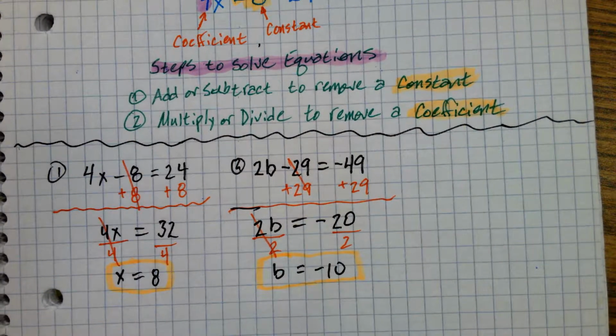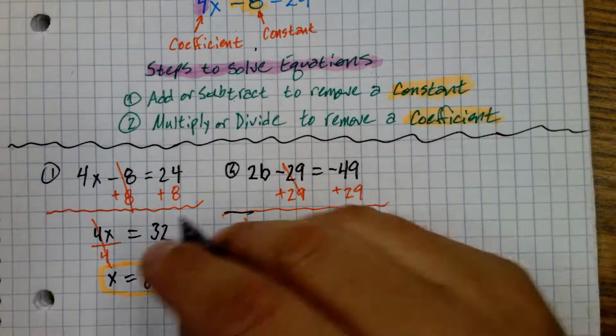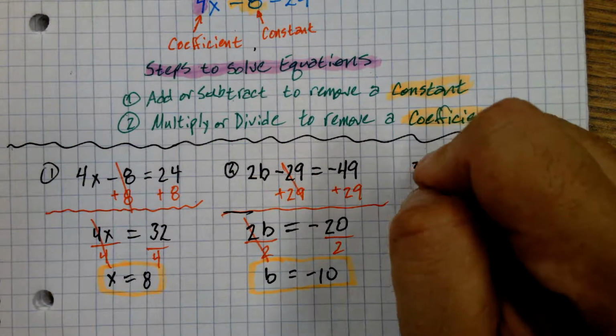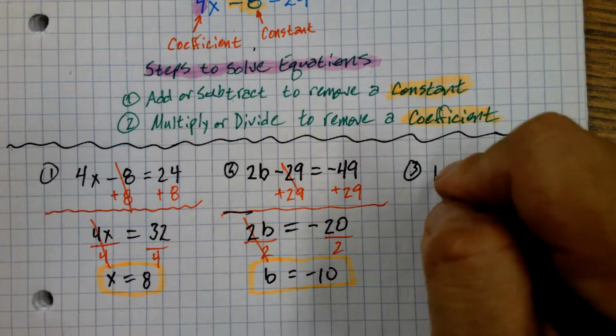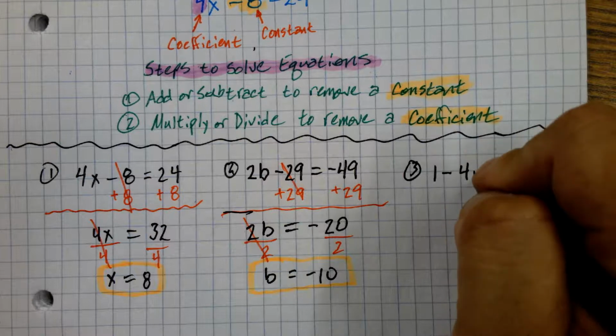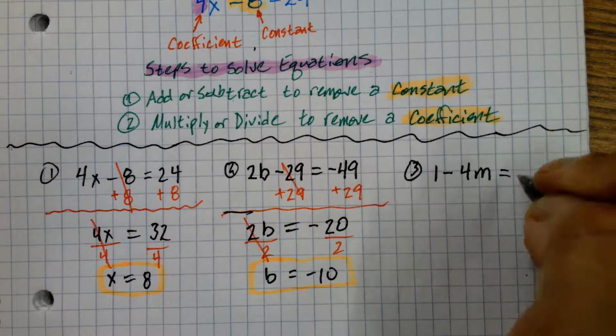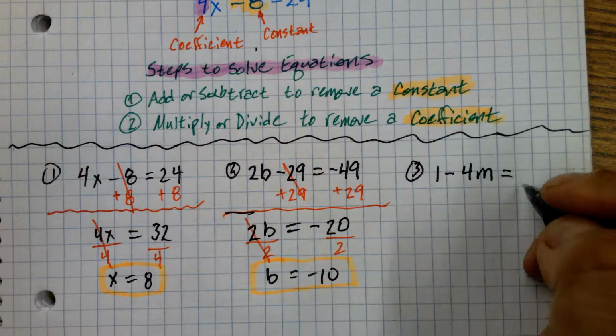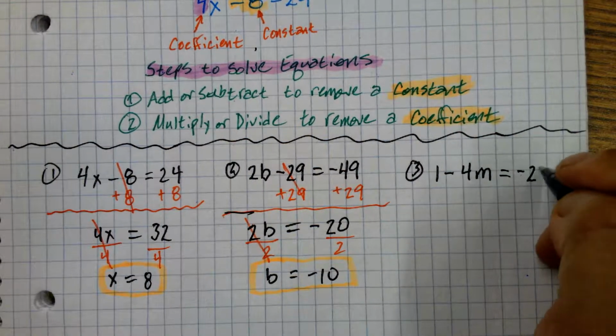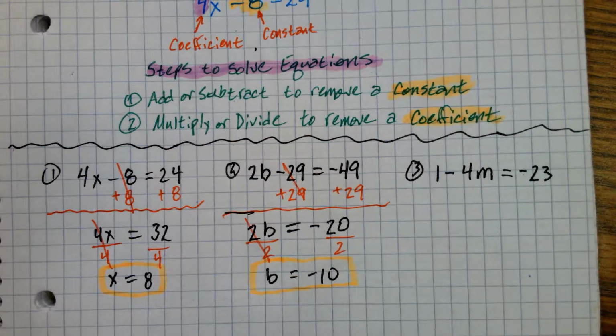Okay. This one's a little tricky, just a little bit. So this one is going to be 1 minus 4m. Remembering that the variable and the coefficient are always connected. Okay, so here we have 1 minus 4m equals negative 23. Okay, go ahead and write that down.